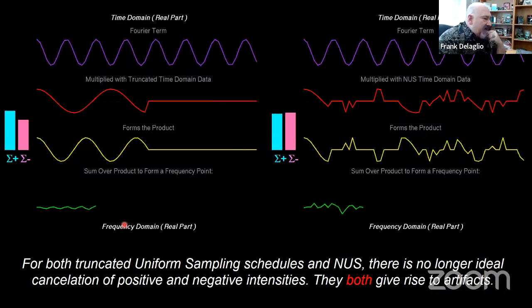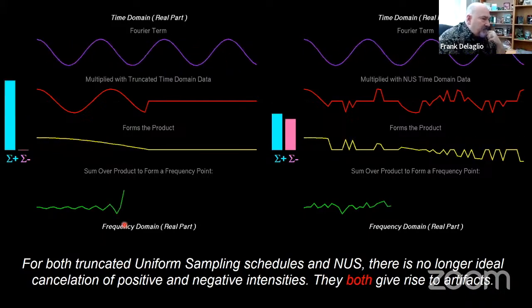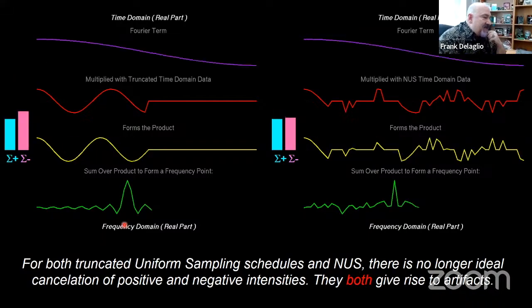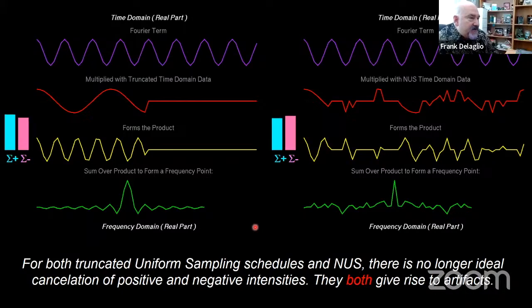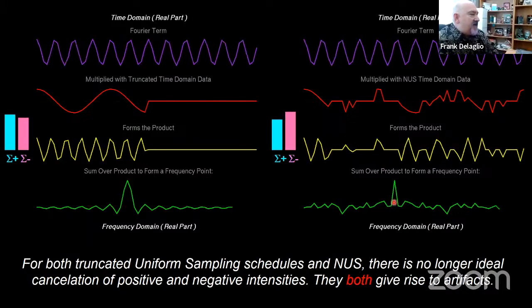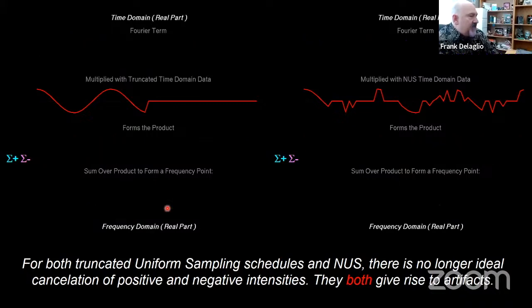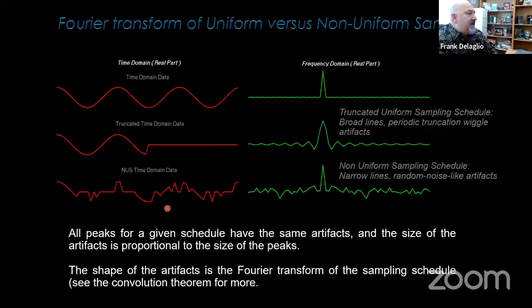And the size of the artifacts associated with the peak are proportional to the size of that peak. This actually gives us a way to reconstruct the data and minimize the effect of these artifacts. And the method that we can use to do that is called iterative soft thresholding. So we're going to take advantage of the fact that every peak in the spectrum has proportionally sized artifacts, and the shape of the artifacts is the same for all the peaks.